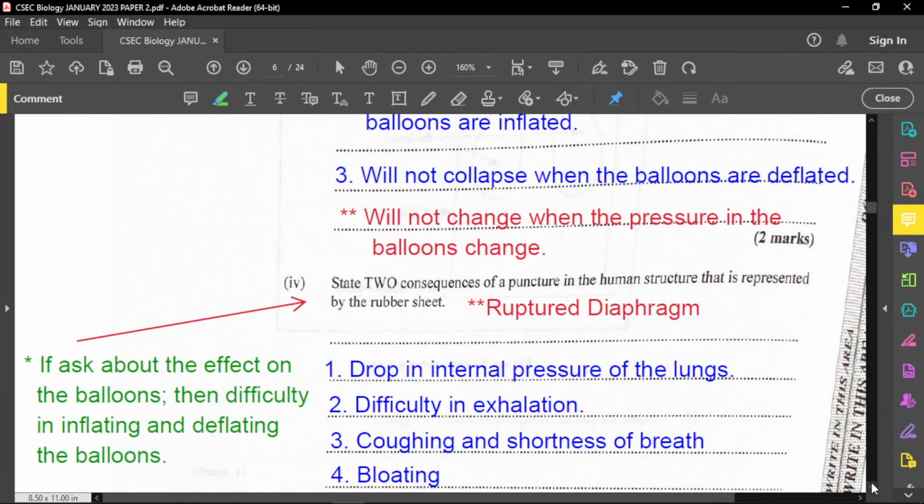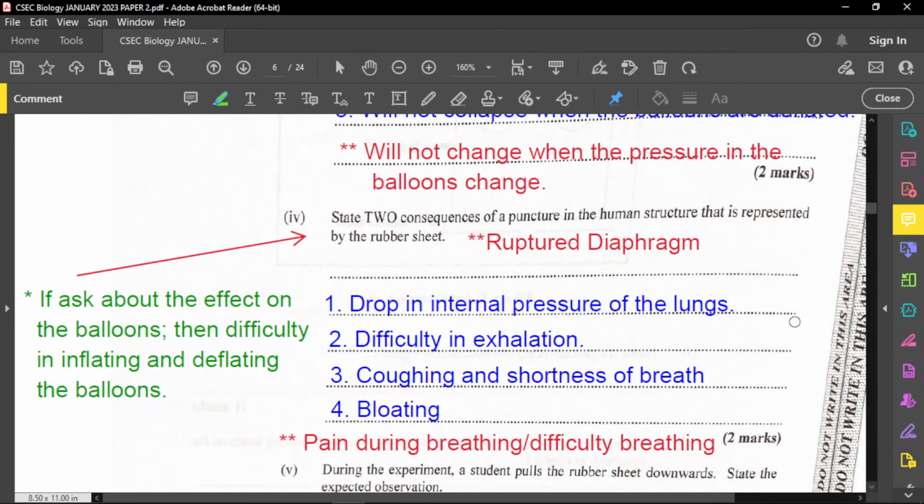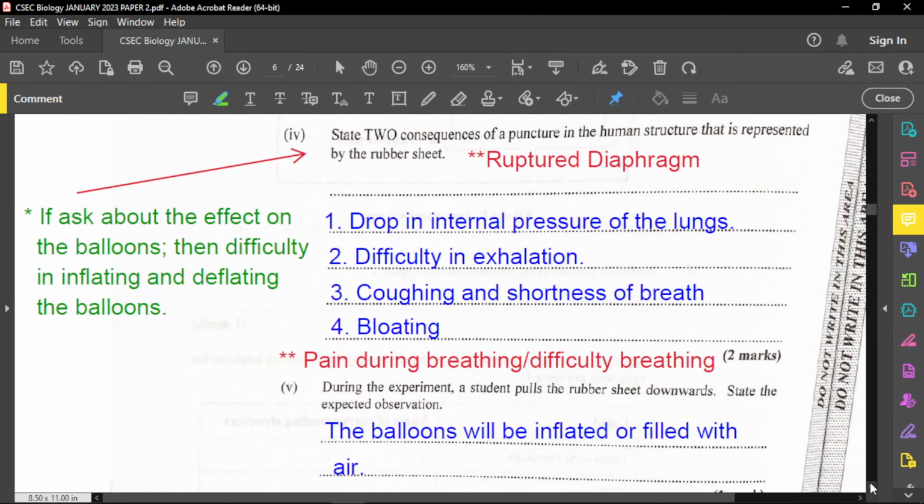Now for part 4, it states 2 consequences of a puncture in the human structure that is represented by the rubber sheet. And so for the rubber sheet, which represents a diaphragm, we're talking about a ruptured diaphragm, and one is that you'd have a drop in internal pressure in the lungs, because remember the diaphragm will push up and increase the pressure, and so you can expel air by exhalation. And so it'll be difficult to exhale air.